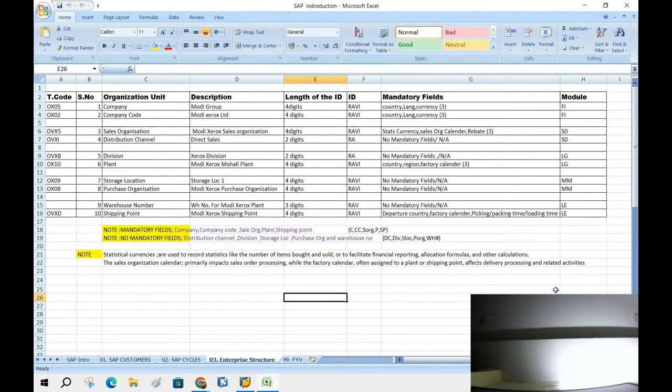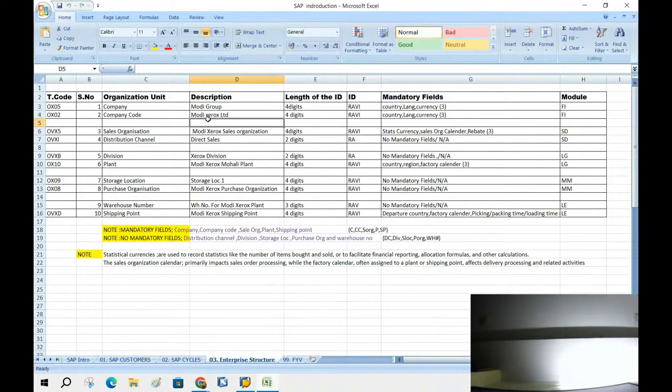Good morning, good afternoon, and good evening, wherever you are watching this video from. Today, we are going to discuss the first topic in SAP, that's enterprise structure. How does the structure of any company look? In our last lecture, we have seen the two screens in SAP, the end user screen and the consultant screen.